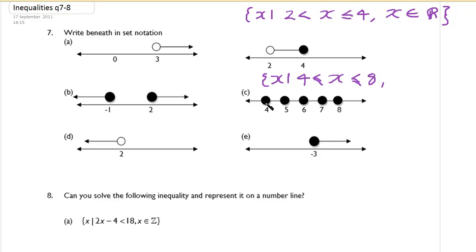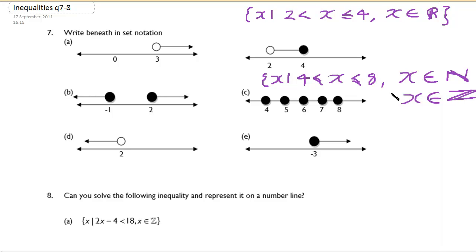Comma. Now x could be a member of the natural numbers, our counting numbers, or x could be a member of our integers. Either of those two answers will be okay, because in both cases we're talking about whole numbers between 4 and 8, and both of those give whole numbers between 4 and 8.